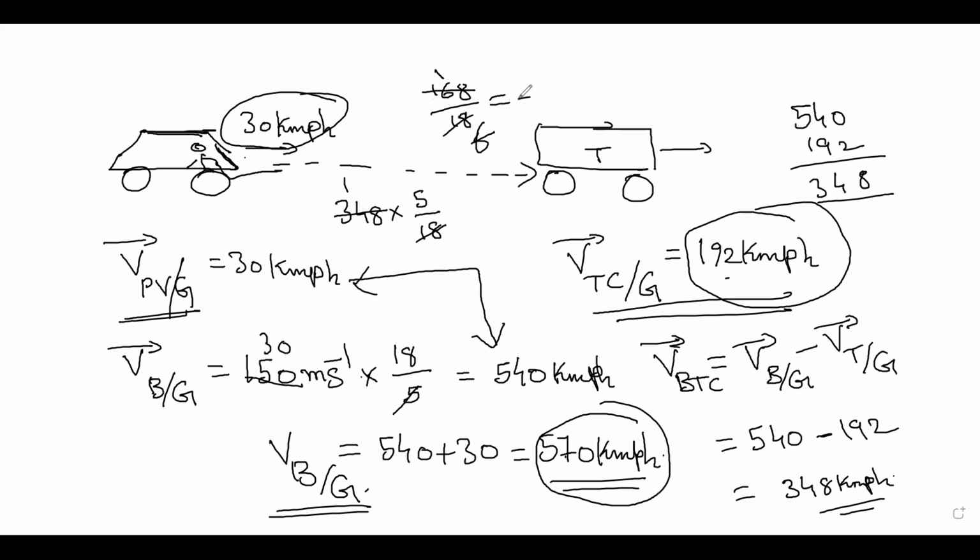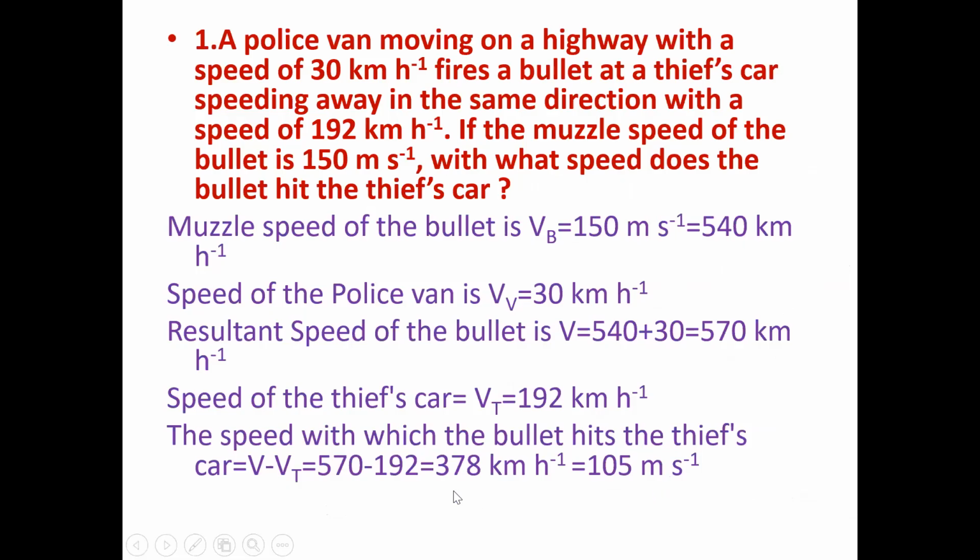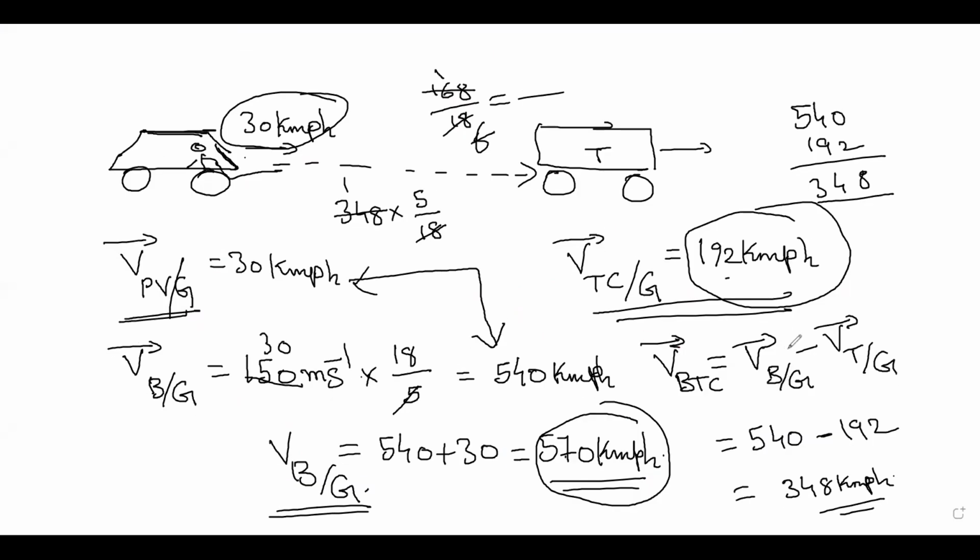Please work out how much it will be in meters second inverse. I don't know which one was left. So let me check this one. So yeah, 370. Did I make a mistake? 378, 570 minus 198, 378. I think I made some mistake in calculation. Somewhere I made a mistake. Why did I get 348?